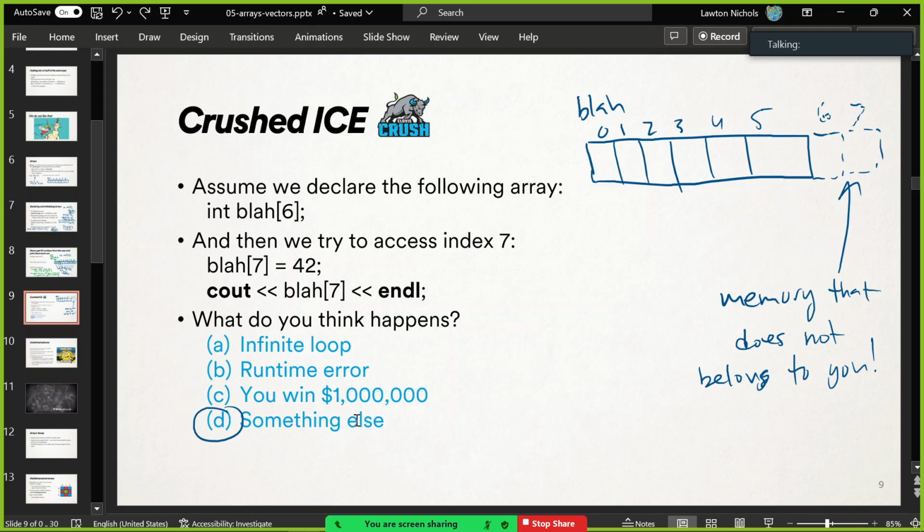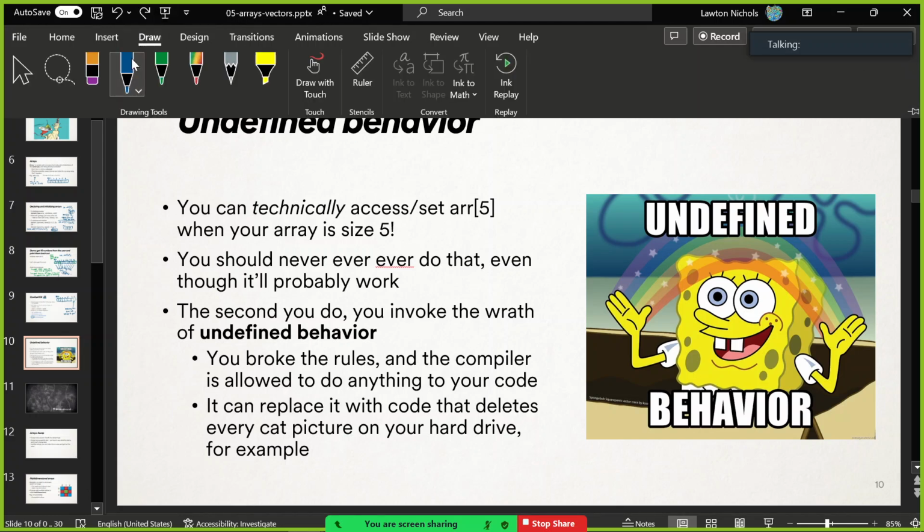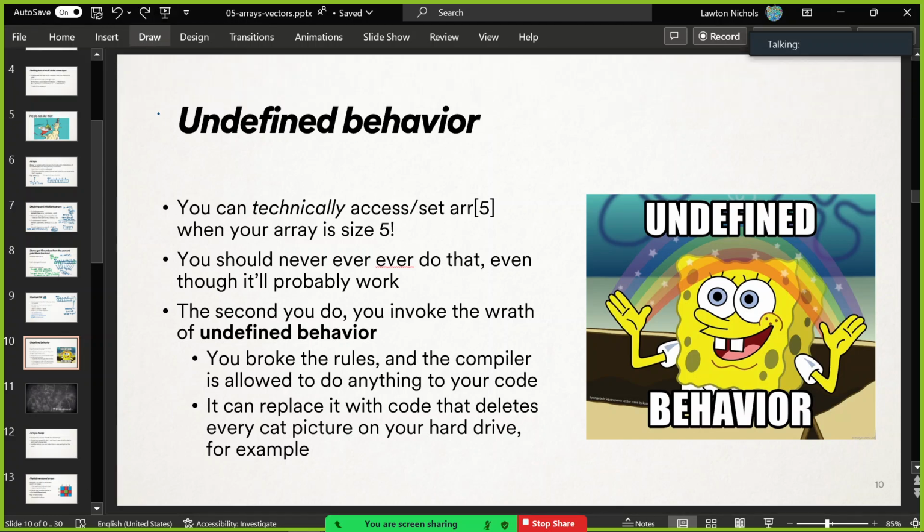And so what happened, the reason why it's not always a runtime error, the reason why it sometimes works, is the second you disobey the laws of C++ and all that is holy, you have invoked what's called undefined behavior. This is a technical term that's defined in the language specification for C++ and many other languages. You can totally do this. You can access an index that does not exist. You can access R5 when the array only goes up to index 4. Totally fine. But of course you should never do that. That's a bad idea, even though it might work.